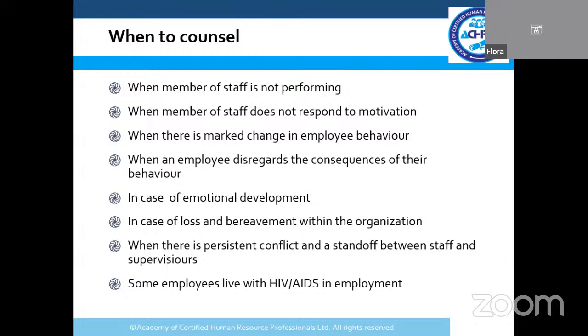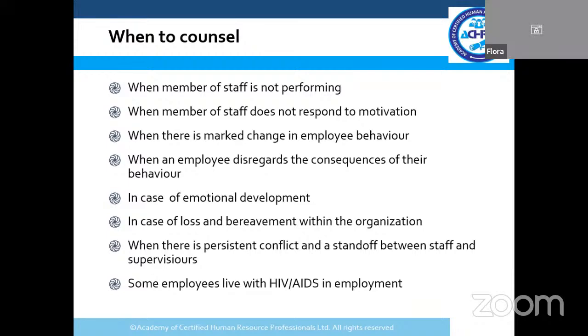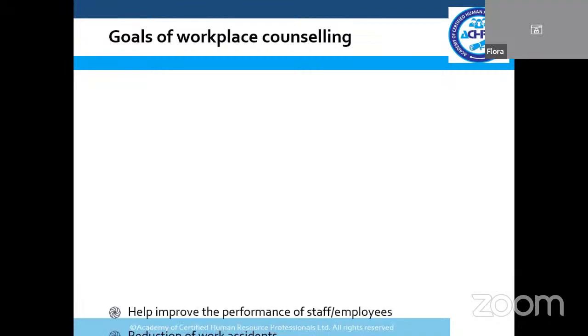When there are employees who are living with HIV/AIDS in the employment, or employees who are affected by having a colleague or a significant other infected, these are just a few things which can lead you to know that this group needs to be counseled.